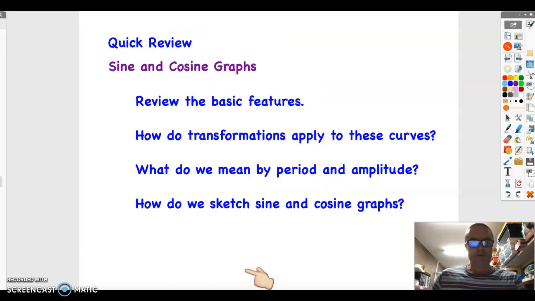A quick review. We're at the end of this lesson. We've reviewed the basic features of sine and cosine. Tan is coming later. We've talked about the different transformations and how we use those to help us sketch a curve. We've defined period and amplitude when we're looking at a graph. We have a formula for the period of the curve, and we've done a couple of examples where we've sketched a graph of a sine curve and a cosine curve that has gone through a number of transformations.